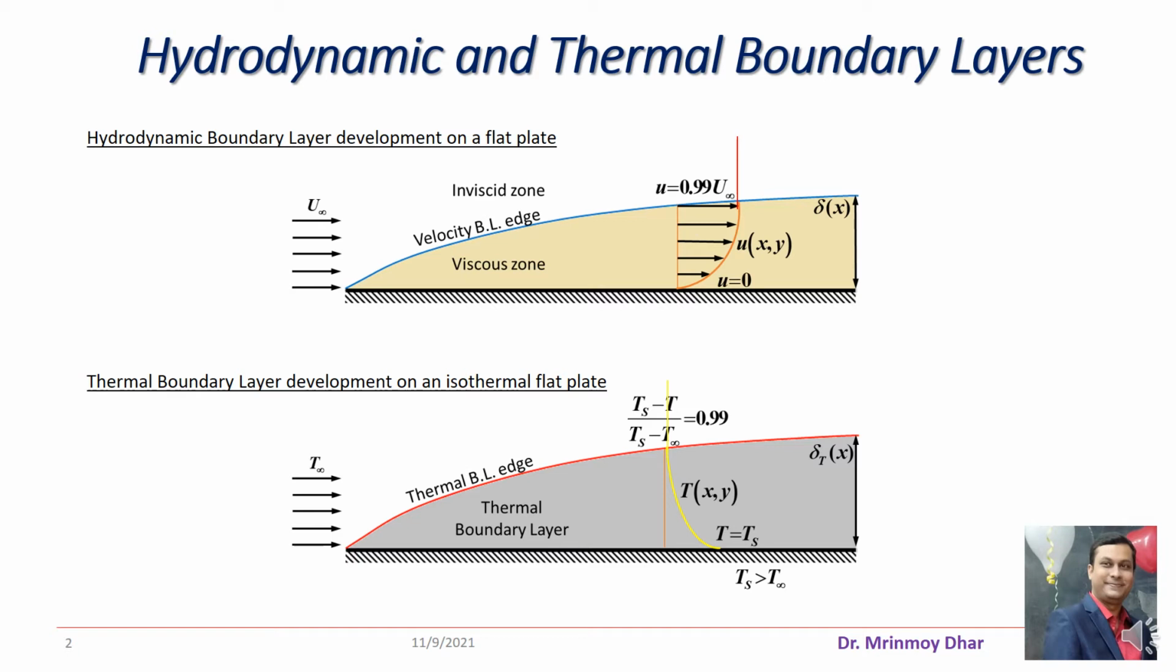Here the thermal boundary layer thickness is defined as delta T. This delta T is also a function of x, like delta for the hydrodynamic boundary layer. From the figure you can see that delta T, the thermal boundary layer thickness, is a function of x, and this delta T increases with x. So this is the preliminary discussion about the hydrodynamic and thermal boundary layer.